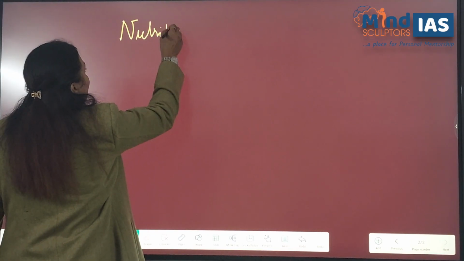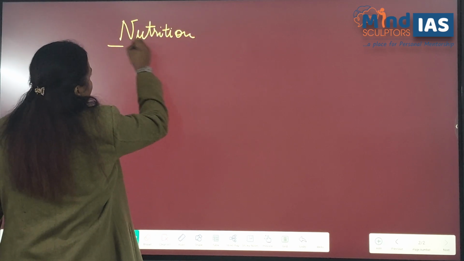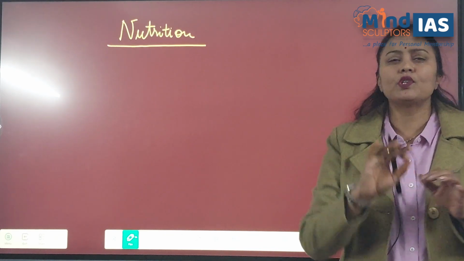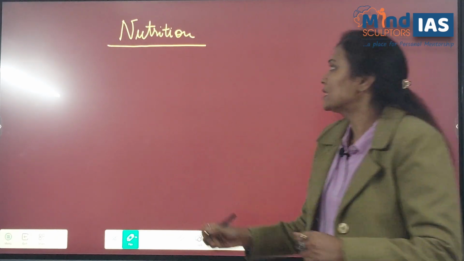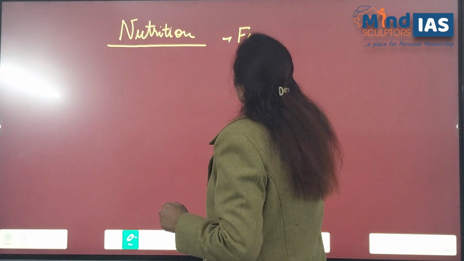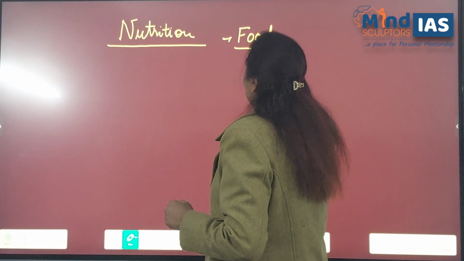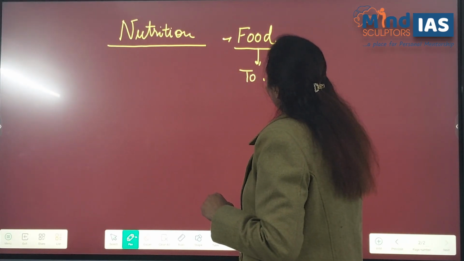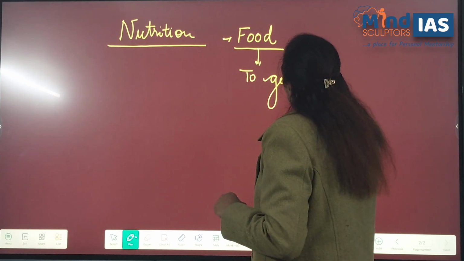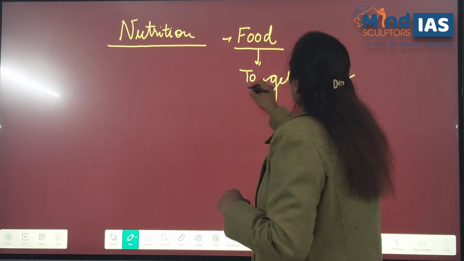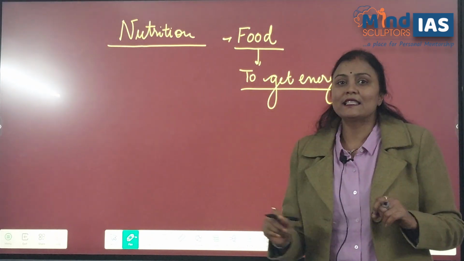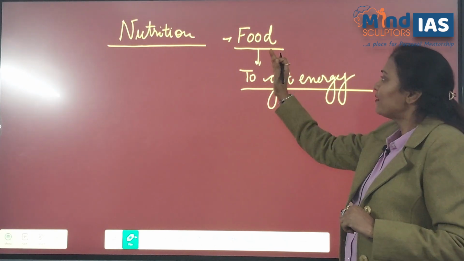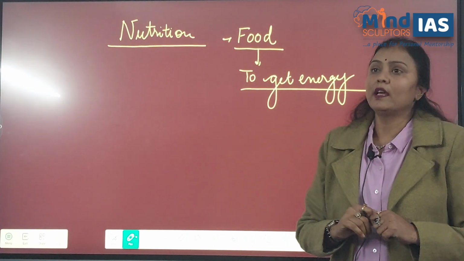So, we begin with the first topic, that is nutrition. As you all know, if we talk about any living thing, the most important thing which is required by all living things is food. And why do we require food? We require food to get energy. So all living beings require food to perform their day-to-day life functions. They require food to get their energy.